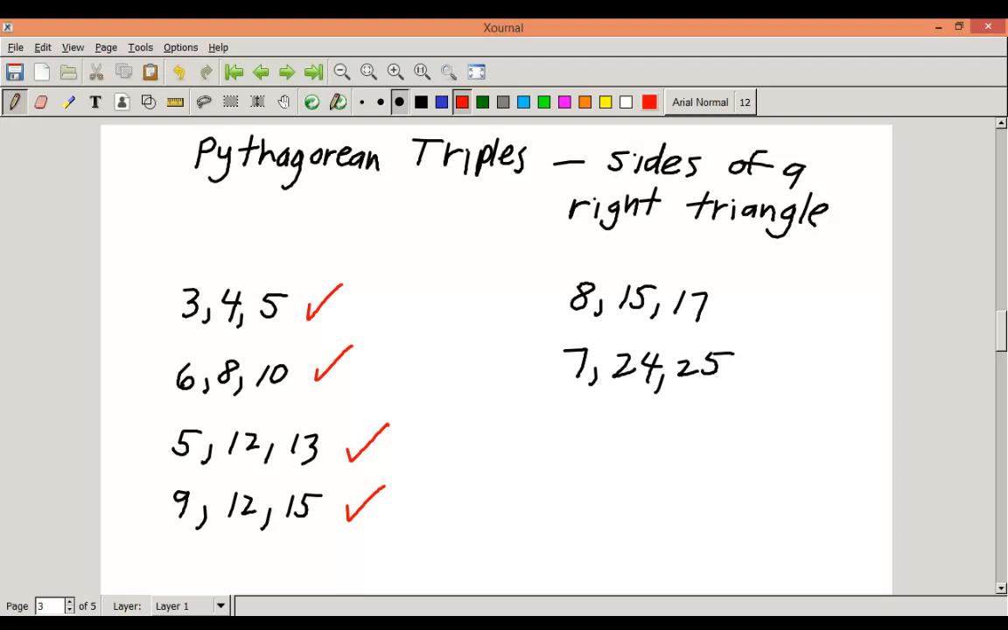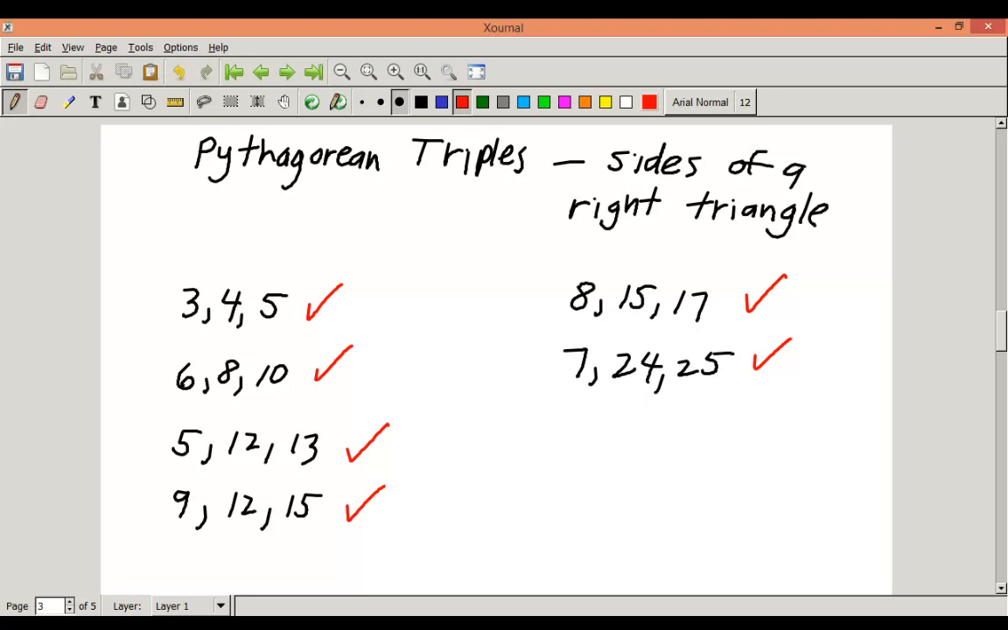You can check it out in your calculator. 8 squared plus 15 squared equals 17 squared, and 7 squared plus 24 squared equals 25 squared. You can verify all those in your calculator. They are Pythagorean triples. There's more than that. As a matter of fact, there's an infinite number of sets of Pythagorean triples. So my point is, if you know them, then you don't have to work out the Pythagorean theorem.